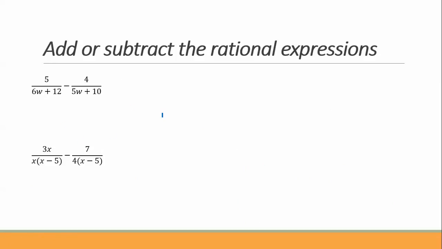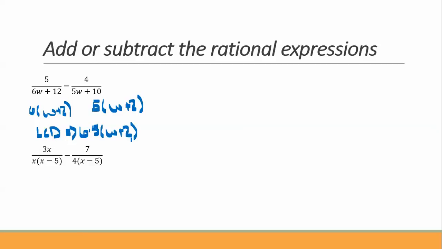Let's look at these problems now. 5 over 6w plus 12 minus 4 over 5w plus 10. 6w plus 12 factors into 6 times w plus 2. 5w plus 10 factors into 5 times w plus 2. So our least common denominator is going to be 6 times 5, or 30, times w plus 2.